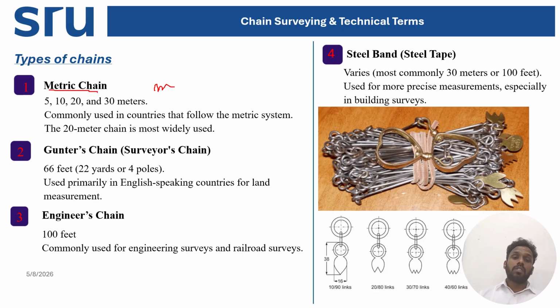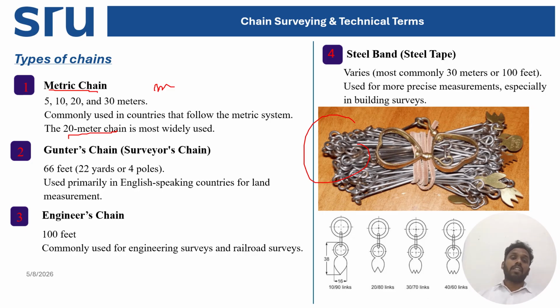The commonly used chain is the 20-meter chain because the chain is completely made of steel, which is very heavy to carry. For a 30-meter chain, as the length of a chain increases, the weight of the chain will also increase. The handling of the chain is hard. So normally they will use the 20-meter chain for normal measuring.